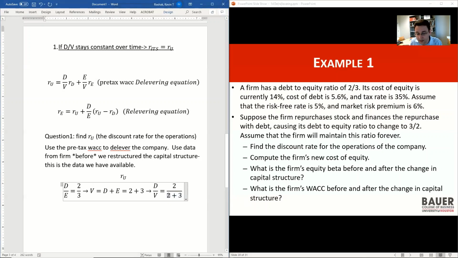It's 2 pieces of debt, 3 pieces of equity. So the debt over the total value is going to be the 2 pieces of debt over the total of 5 pieces. Okay, so we have a 2/5 debt to value ratio.